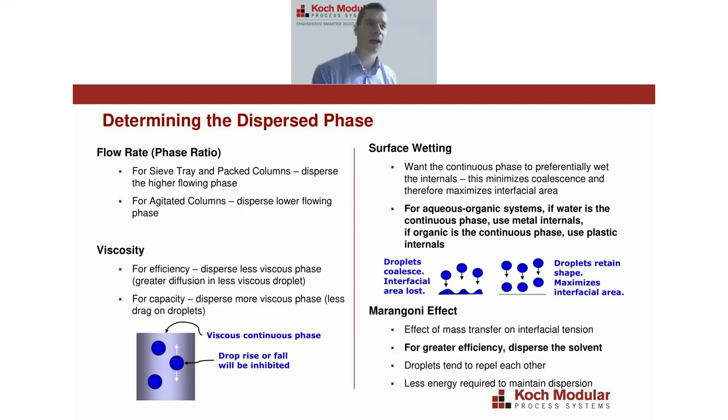Something else we look at is something called the Marangoni effect. This is the least intuitive of each of these rules of thumb that we look at when we're evaluating an extraction process. But the key takeaway here is that for the best efficiency, if you can, you want to disperse the solvent. And that's what we have found to have much greater efficiency as opposed to having the mass transfer direction go in the opposite fashion.